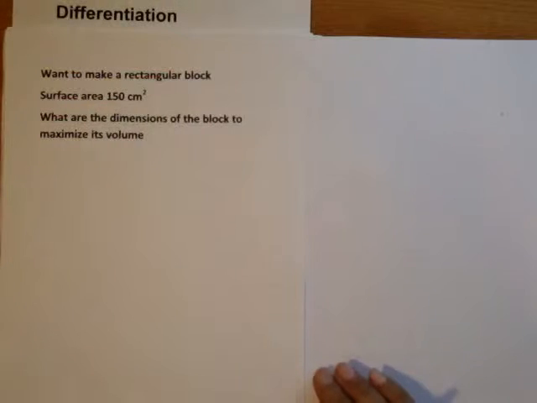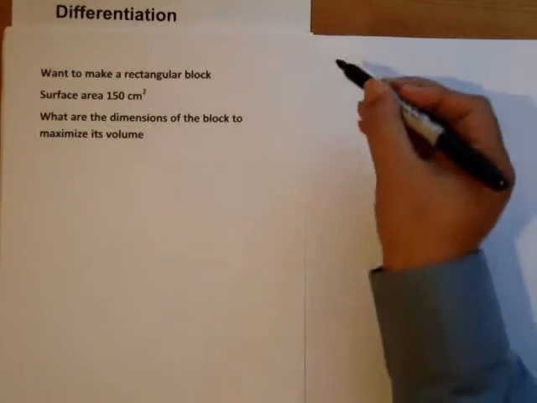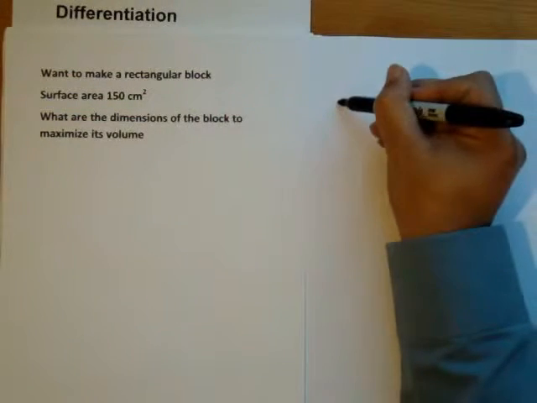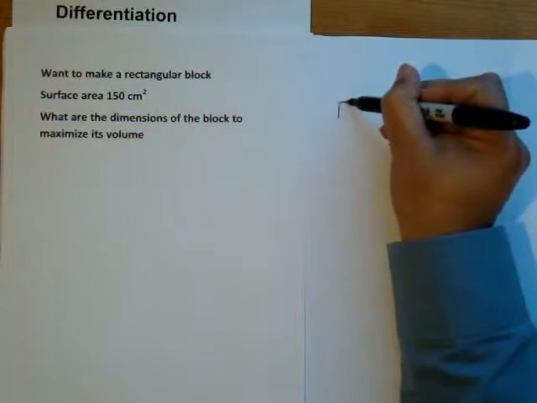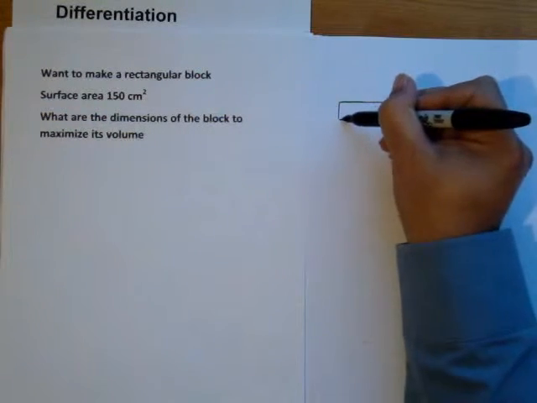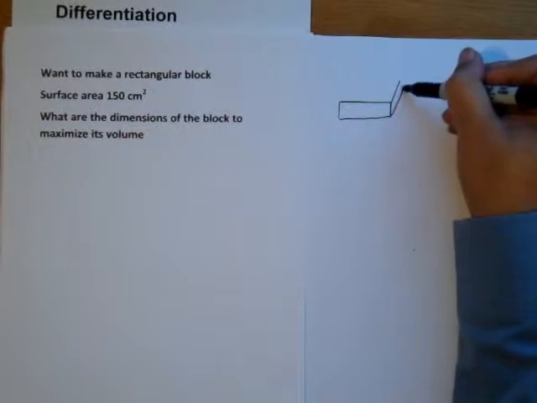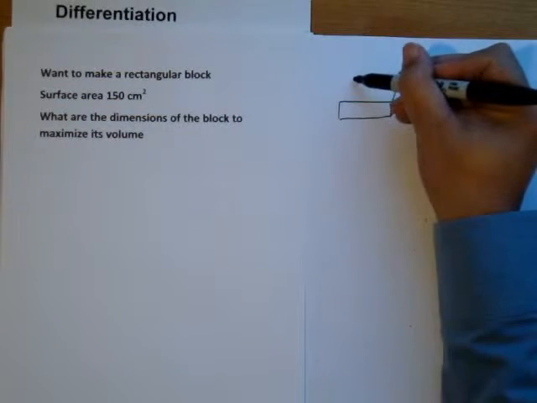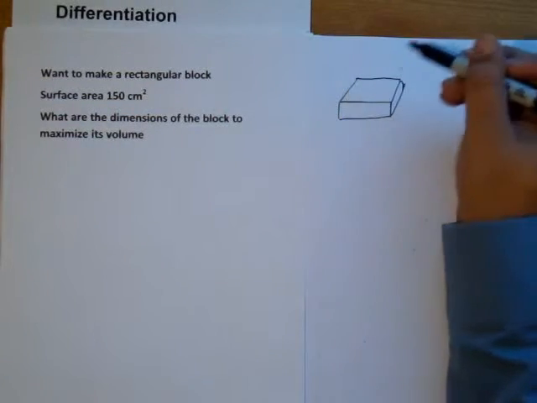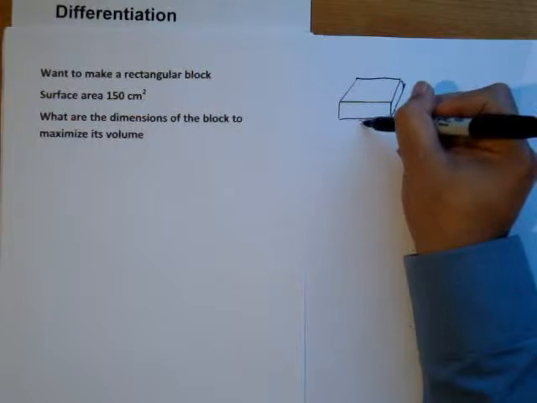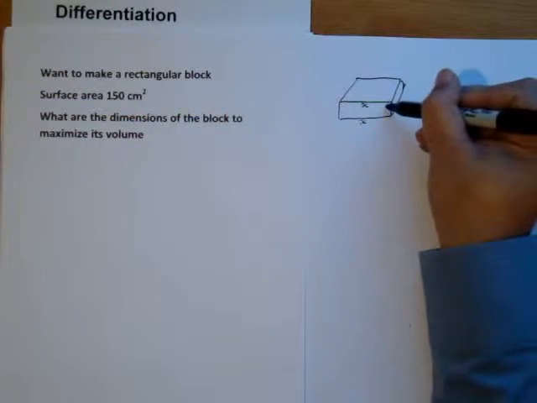Okay, in this question we want to make a rectangular block, surface area 150 centimeters squared, and we want to know the dimensions of the block to maximize its volume. So let's draw a quick sketch of what we're talking about. A rectangular block, like so, coming out here like that. This is x, and this is h.